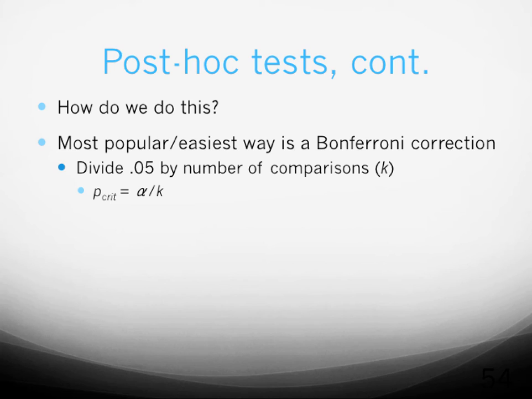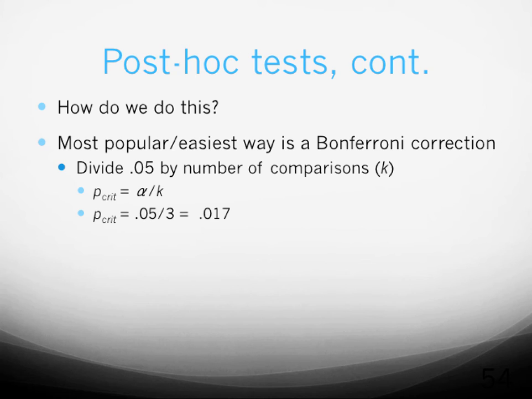The easiest way to do a post hoc test is to use a Bonferroni correction. That's where you take your 0.05 criterion and divide it by the number of comparisons you're going to be looking at. So the critical p-value is now the alpha divided by k, the number of comparisons you are using. So if we had 3 groups, your new critical value would be 0.017 instead of 0.05.